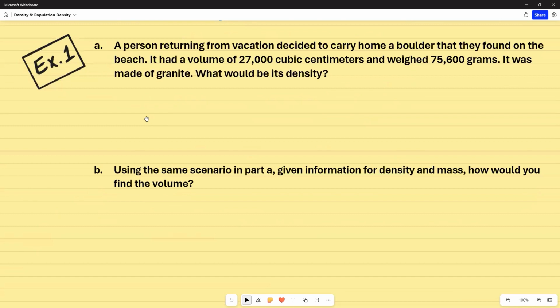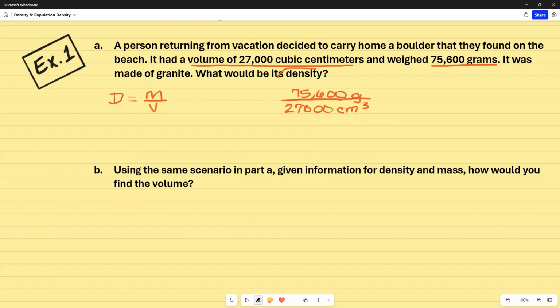So in example 1, we are going to use the density formula, the one that was in green, and just perusing through it, we want to look for numbers. And we see it specifically says that the volume is going to be 27,000. So volume starts with a V, so we know that that's going to go in our denominator. So we can go ahead and write that in. Then as I keep reading, I see that this boulder weighs 75,600 grams. It does not have the word per in it, so that tells me that it's probably mass. So we're going to go ahead and write that in the numerator. And again, keeping up with my units, this is grams.